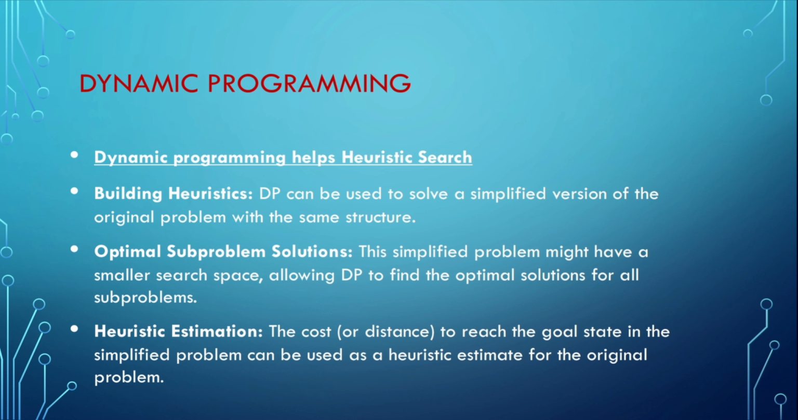In building heuristics, dynamic programming can be used to solve a simplified version of the original problem with the same structure. Optimal subproblem solutions: these simplified problems might have a smaller search space, allowing dynamic programming to find the optimal solutions for all subproblems. Heuristic estimation: the cost to reach the goal state in the simplified problem can be used as a heuristic estimate for the original problem.